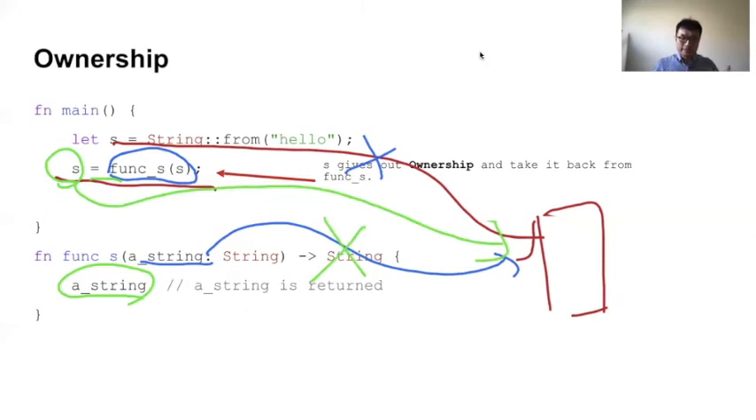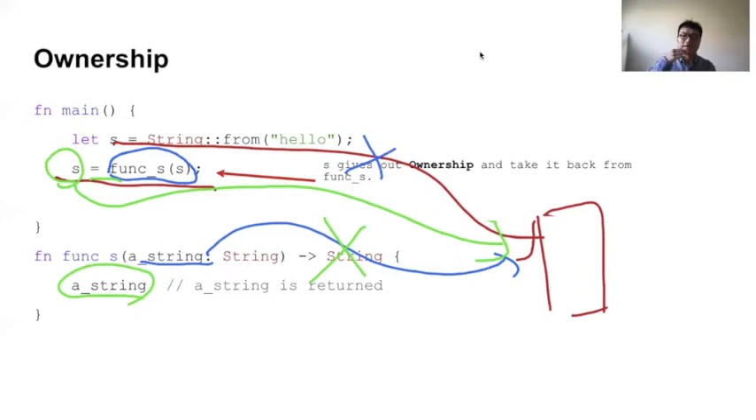So in this example, x gives out the ownership to a_string. Then a_string does something and is returned to the main function. So a_string gives back the ownership to s. So actually s gives the ownership to a_string, and a_string gives it back to s in this example. This is how you actually write the code in Rust.